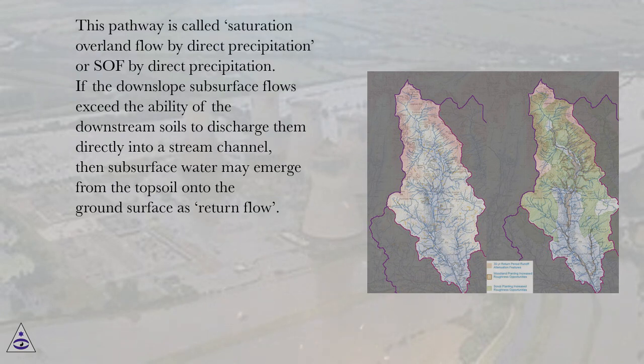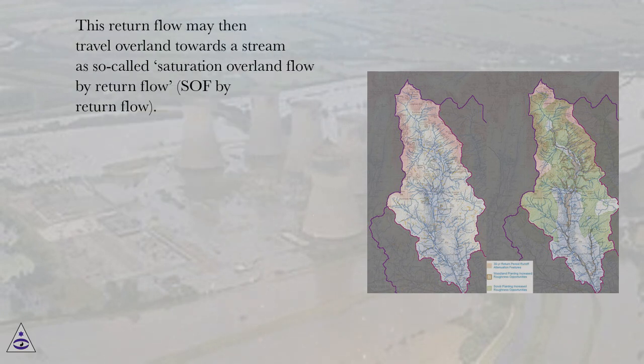If the downslope subsurface flows exceed the ability of the downstream soils to discharge them directly into a stream channel, then subsurface water may emerge from the topsoil onto the ground surface as return flow. This return flow may then travel overland towards a stream as so-called saturation overland flow by return flow, SOF by return flow.